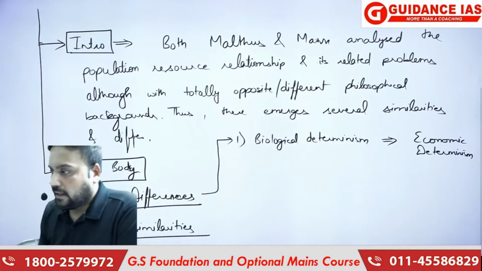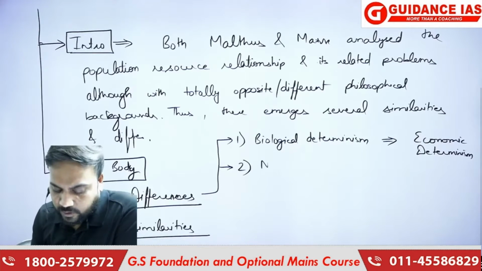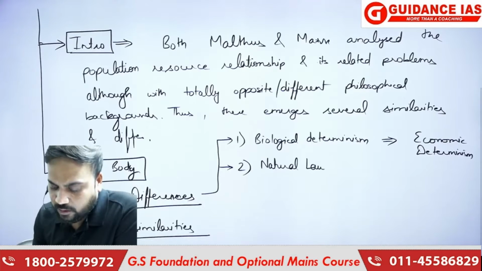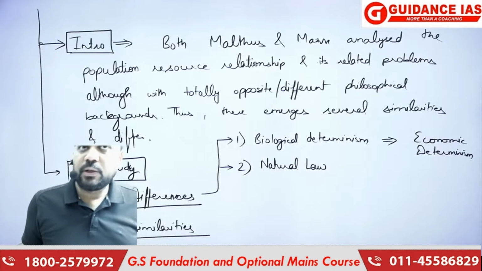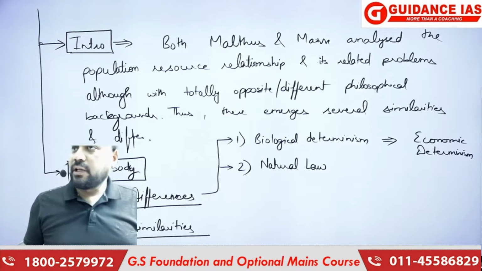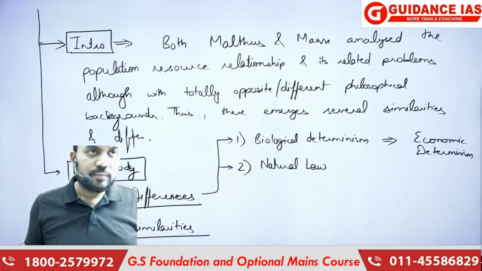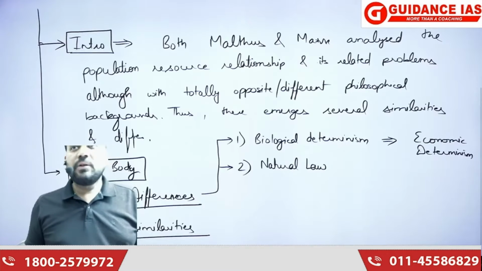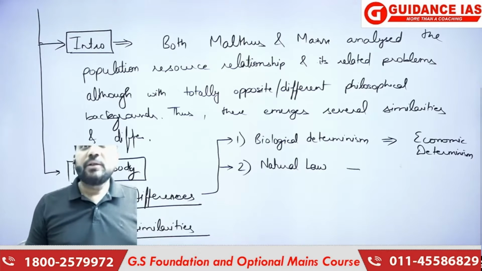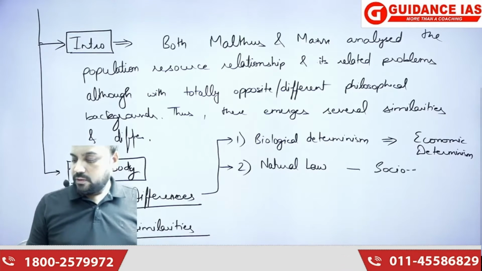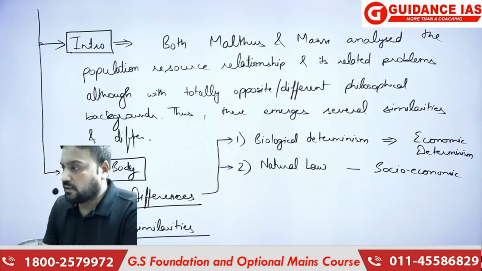So that is one thing, and the second very important difference between them was with respect to the natural law of population. If you have studied the topic of population theories, you know there are two types of population theories: natural law theories and the other, socio-economic theories. Malthusian theory forms under the category of natural law theories, while the Marxian theory falls under the category of socio-economic theories.